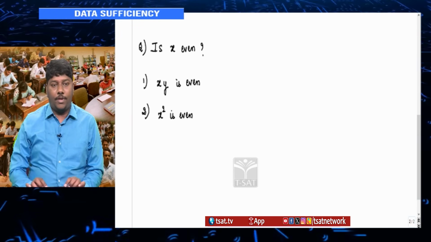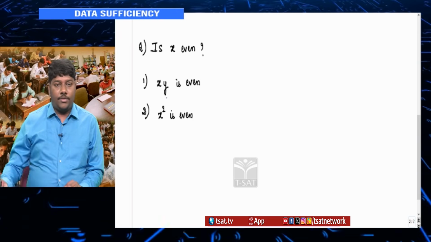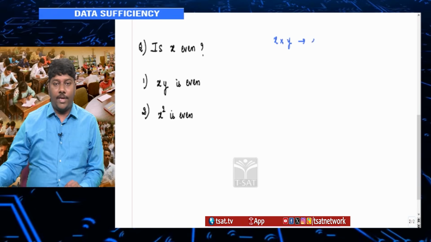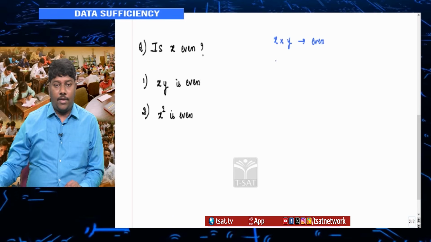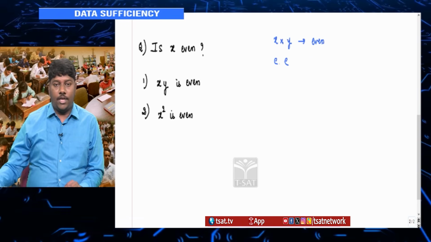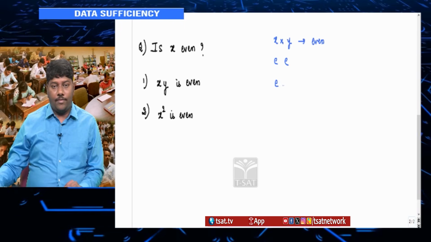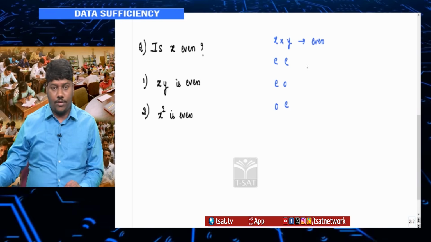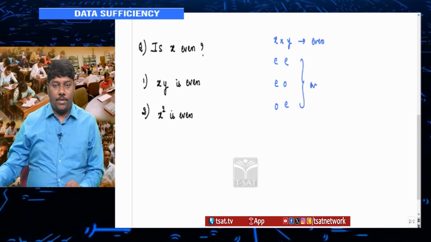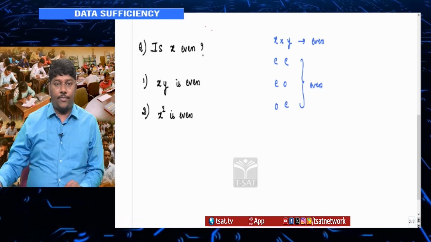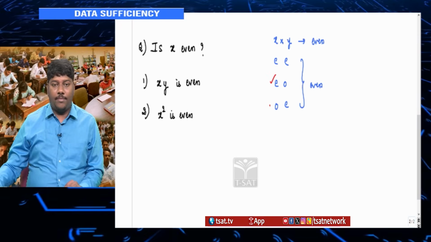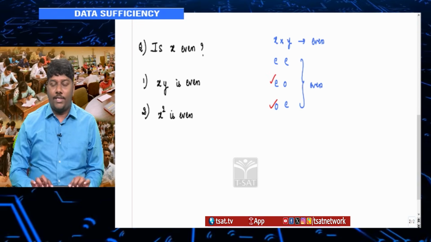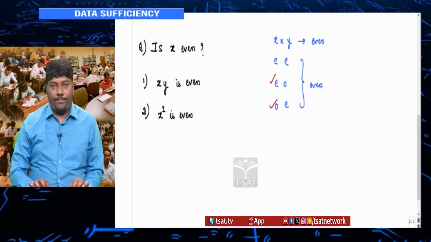If you look at statement 1, X into Y is even. Now see, X into Y is even. How many possible cases are there for this? X even, Y even, then also the product is even. X even, Y odd. X odd, Y even. Then also the product is even only. So here X can be even, X can be odd. Can I say by using statement 1 alone? No, you can't say by using statement 1.